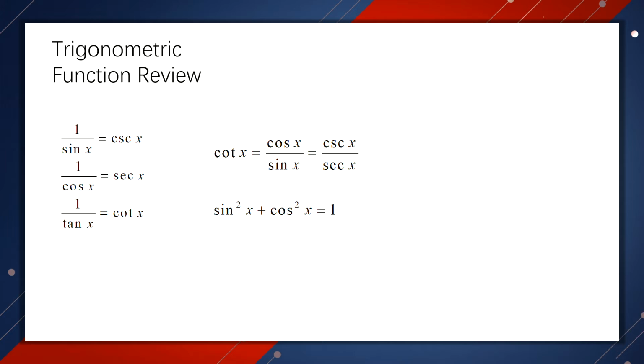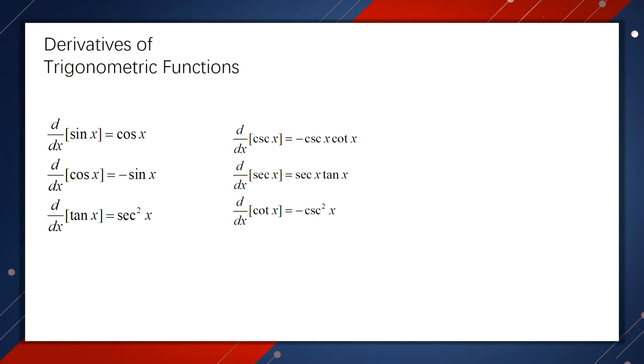On this page, we need to know some trigonometric function review. These are the functions which we can apply to our daily formulas. 1 over sine x equals cosecant x. 1 over cosine x equals secant x. 1 over tangent x equals cotangent x. Cotangent x equals cosine x over sine x, which equals cosecant x over secant x. Also, the most essential thing is sine squared x plus cosine squared x equals 1.